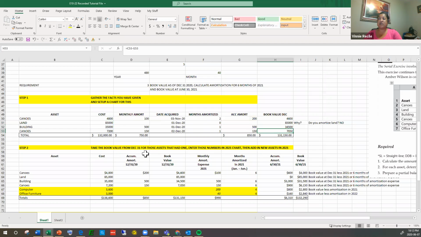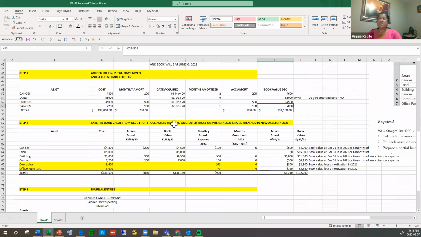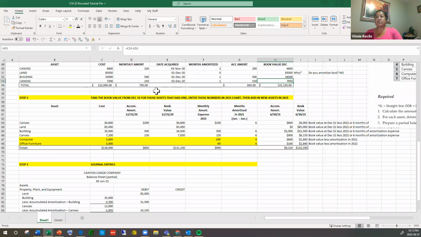The next one is to then calculate the accumulated amortization and book value on June 30th. This gets a little more complicated, but I think we can manage it. So once again, a chart for simplicity. And what do we have broken out in this chart? We have the assets, the cost, accumulated amortization at December 31st, book value at December 31st, monthly amortization expense in 2021, how many months amortized, accumulated amortization, and then book value.